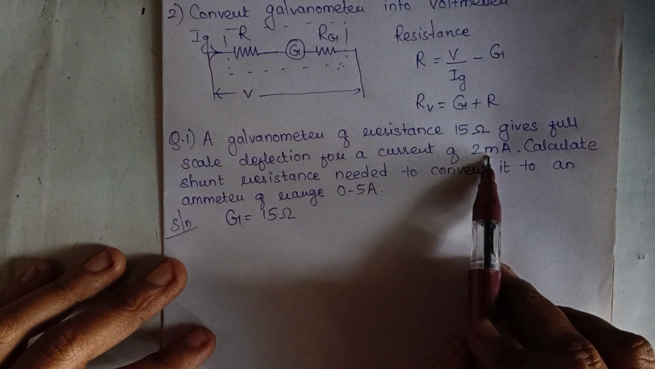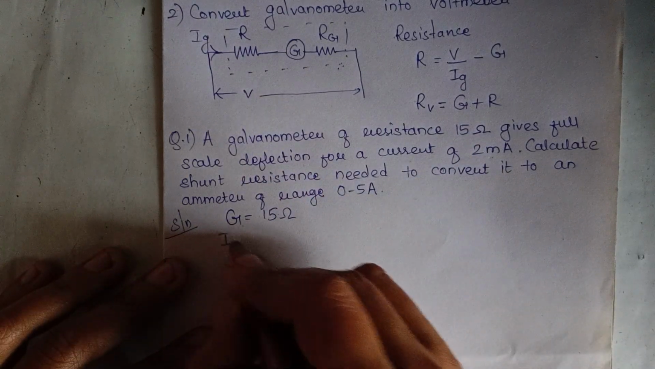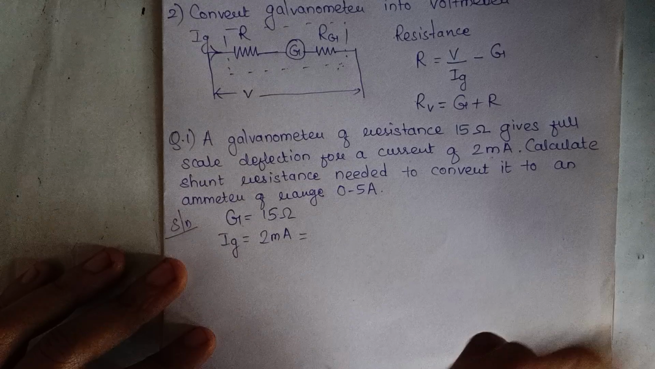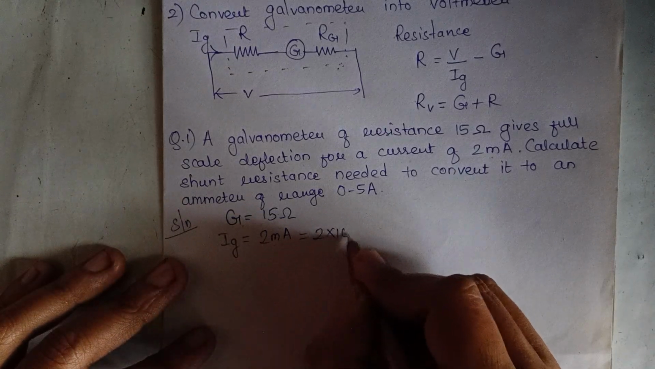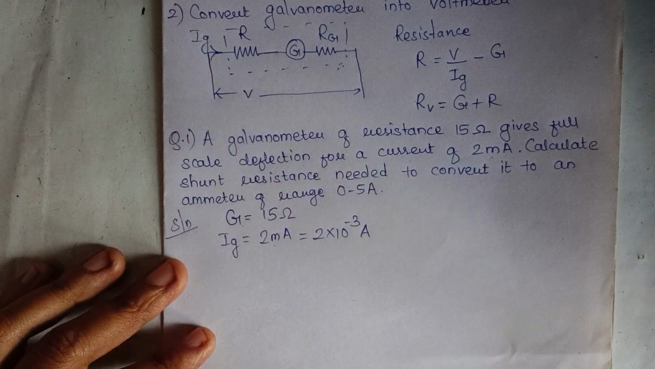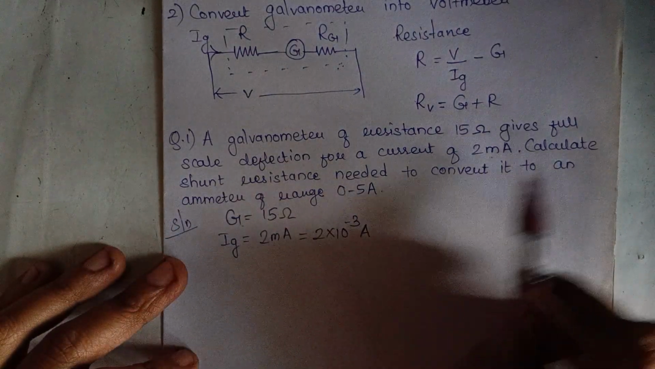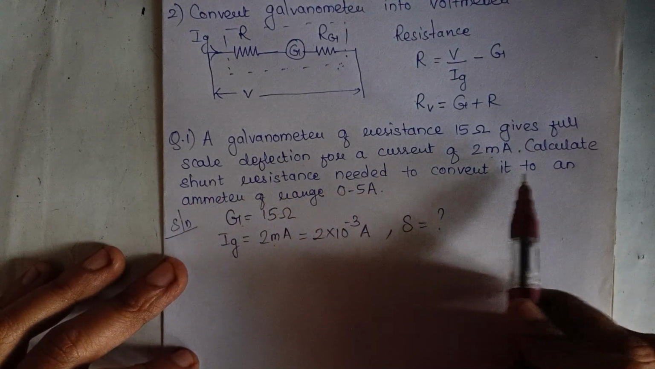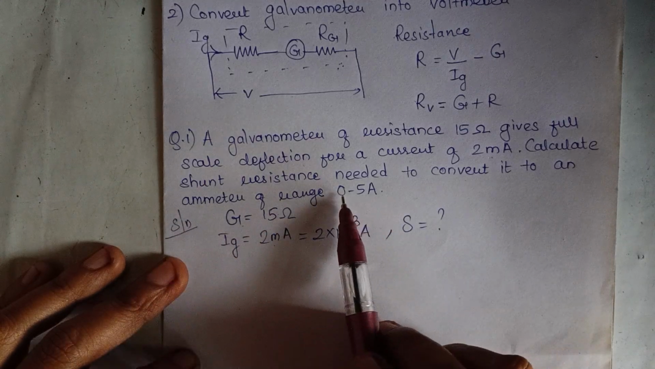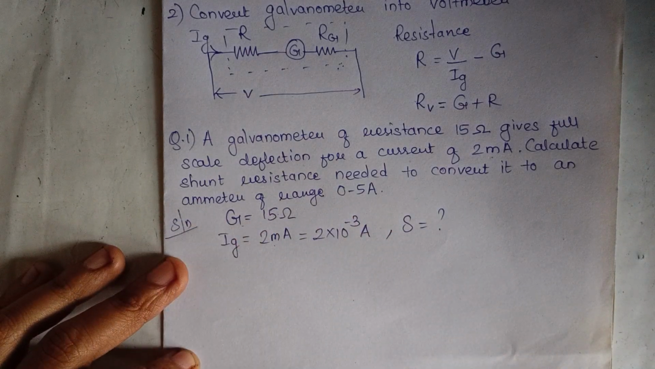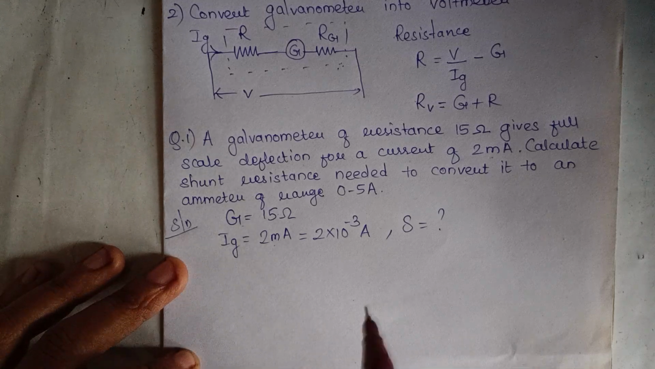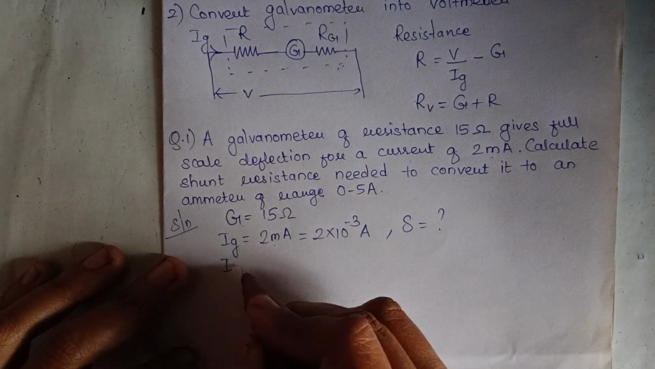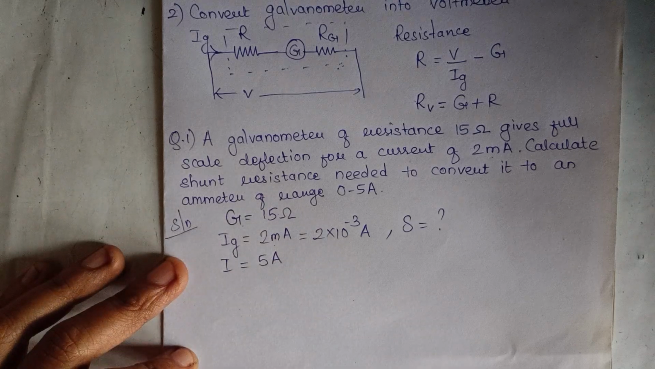So this is the current which is flowing through the galvanometer, so this is Ig, 2 milliamp. This you have to convert to ampere. Milli means you have to multiply by 10 raised to minus 3. Then calculate the shunt resistance, that is, you have to calculate S needed to convert it into an ammeter of range 0 to 5, the range of the current which can flow. So you have to take I, that is current, as 5 ampere.